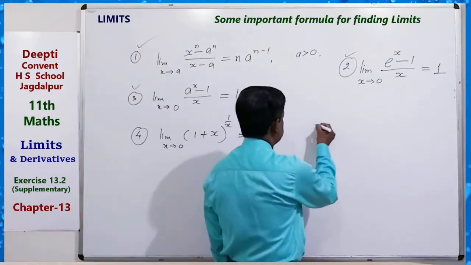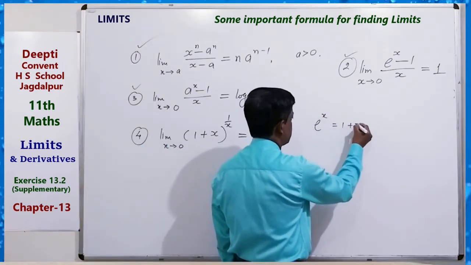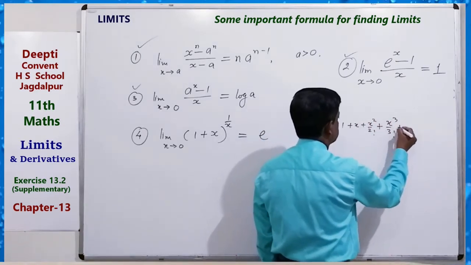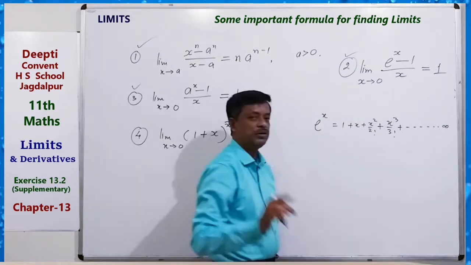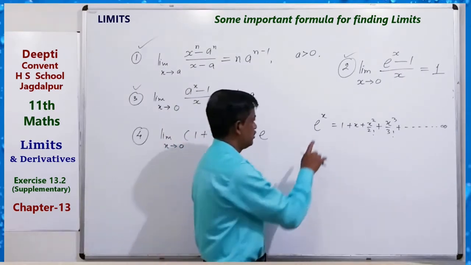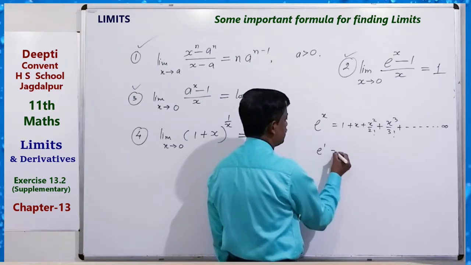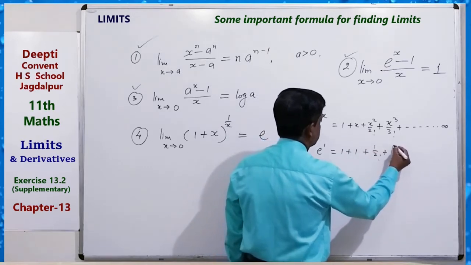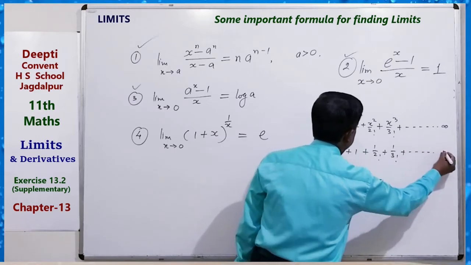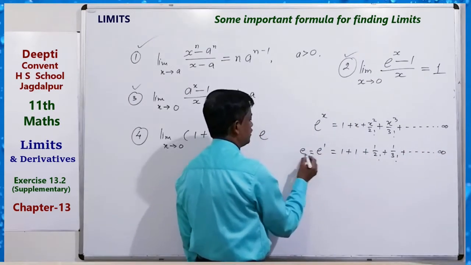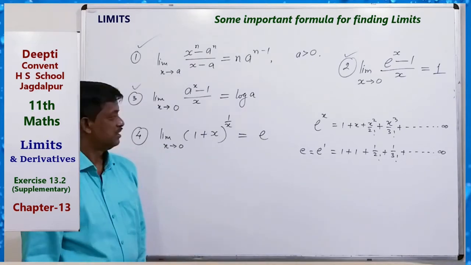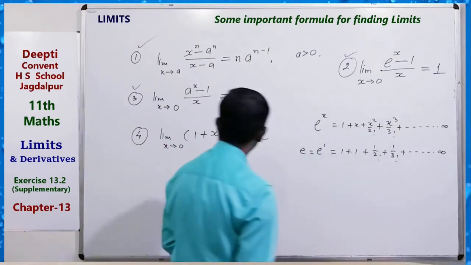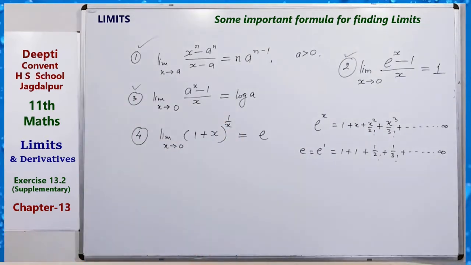What is e? e to the power x equals 1 plus x plus x square by 2 factorial plus x cube by 3 factorial and so on up to infinity. Now if we put x equals 1, then e equals 1 plus 1 plus 1 upon 2 factorial plus 1 upon 3 factorial and so on. This is e. e to the power 1 means e. So its limit is e. It can also be proved by using binomial expansion.